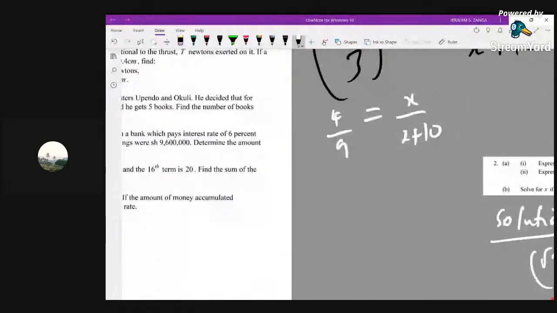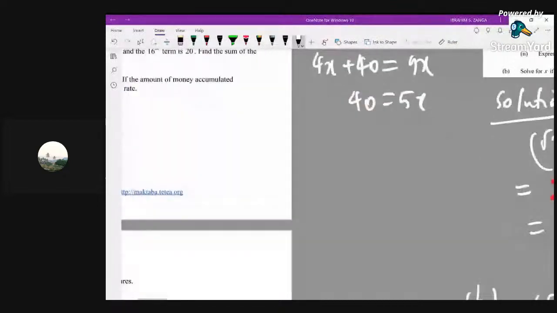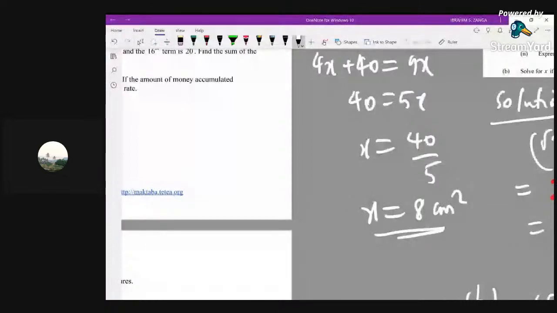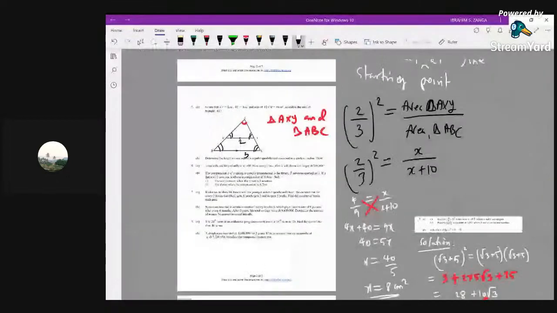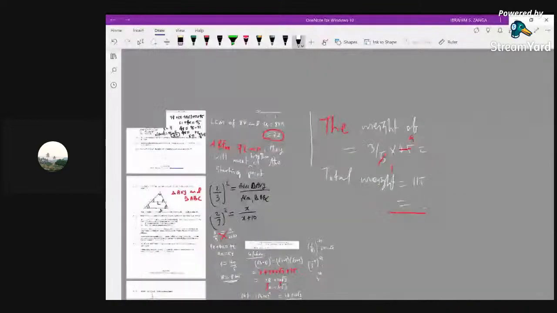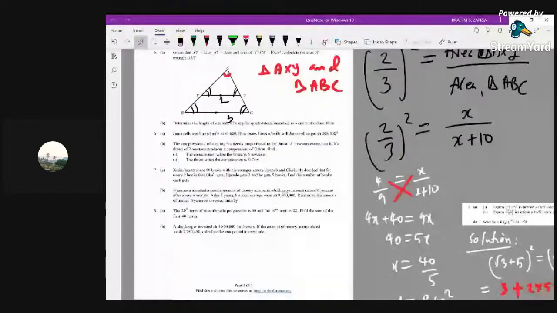We proceed, we cross multiply, of course. So it will be 4XC plus 40 equals 9XC. So 40 equals 5XC. So the value of XC will be 40 over 5. The value of X will be 8 centimeters square, and X will be the area of the triangle required. That is question number 5A.